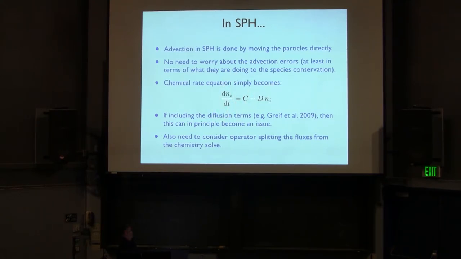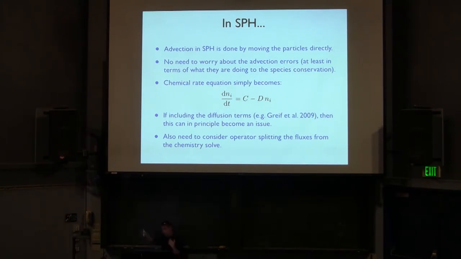And then you just have these creation and destruction terms. So basically what it means is in SPH, you can just follow the creation and destruction on that particle itself and you follow it around. It's a purely Lagrangian scheme in that sense. Now if you were to put the diffusion back in again, coming back to the diffusion term, then you would have to take care of how you were doing that. Then you'd have to renormalize the species, so that is potentially an issue. Take a look at this paper by Thomas Greif in 2009.